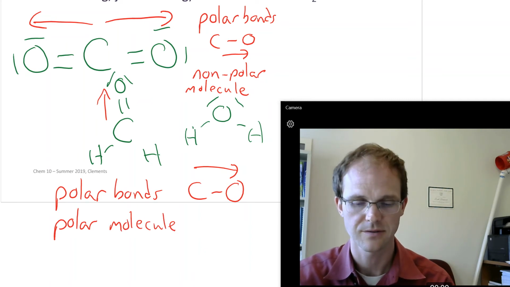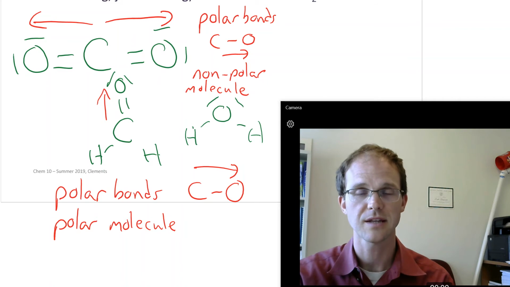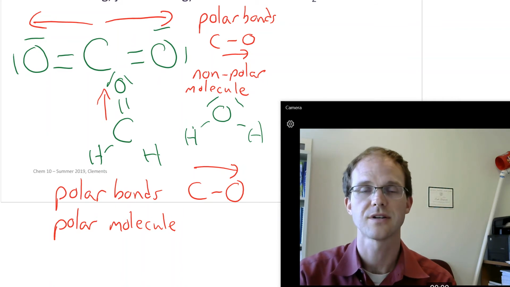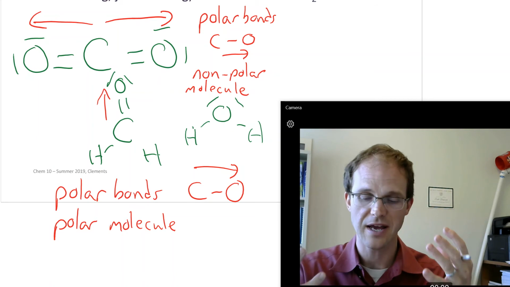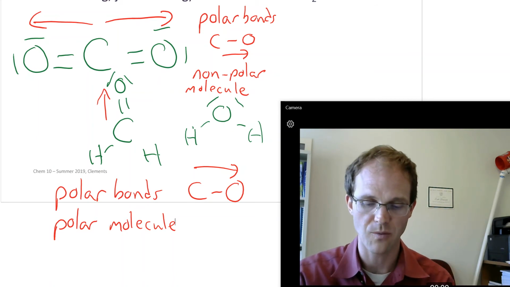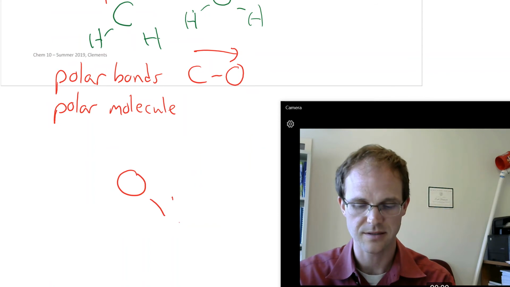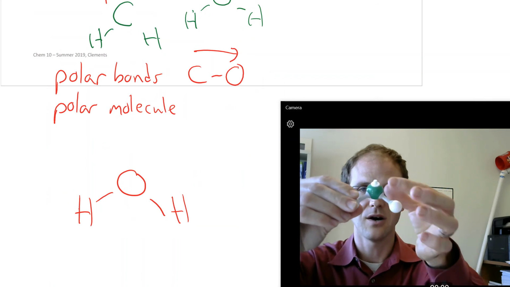Alrighty. What do you think about water? Well, it turns out when you're trying to figure out whether something's polar or not, you have to look at the entire shape. You have to actually do VSEPR theory to figure out the shape. And you remember, water is bent, so it looks like this. Right, and I've got water here. We've got O and H.